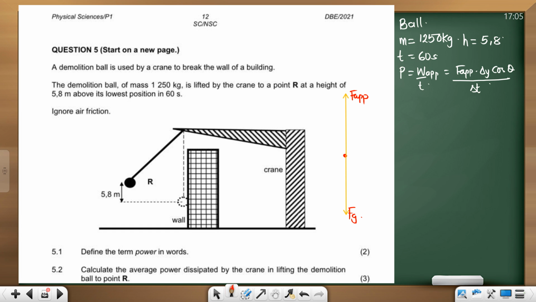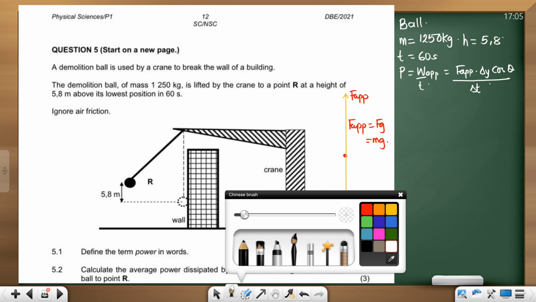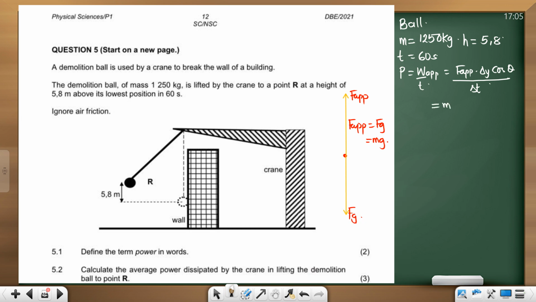Now, they said the ball is lifted by the crane in 60 seconds. But what can we deduce about the force? This thing is not going to speed up. It's going to move at a constant velocity. So we know that force applied is equal to force of gravity, and that would be mg. I hope that makes sense. So this is mg delta y cos theta over delta t.